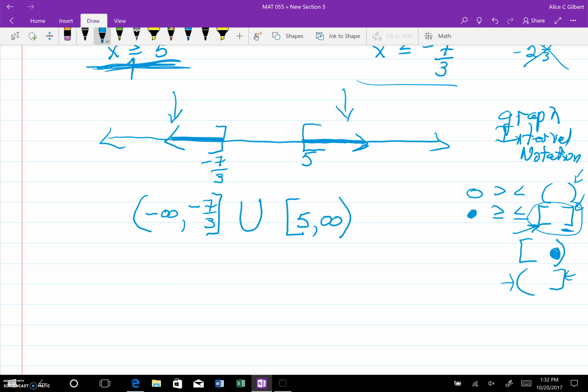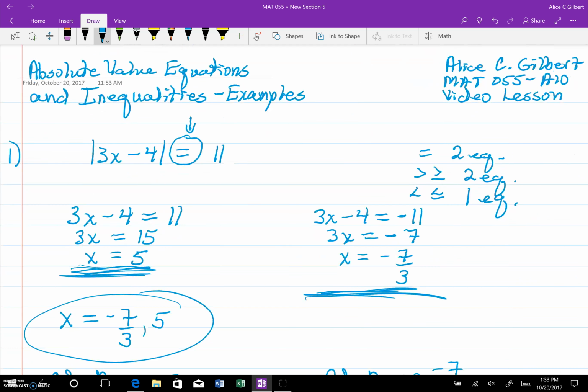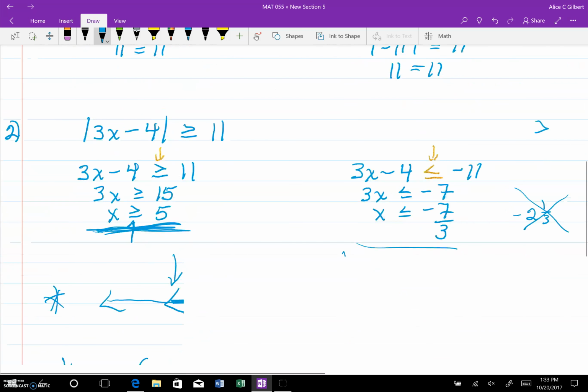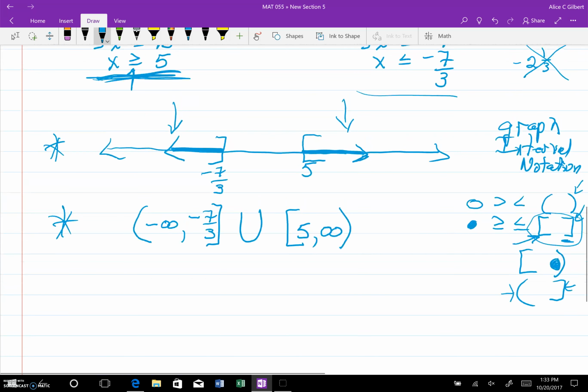Okay, and this is the graph, and this is interval notation, and that is what I need from you guys, both of those. So I'm going to do some more examples in the next video. We're going to call this one examples number 1, and we'll do the next one as examples number 2.